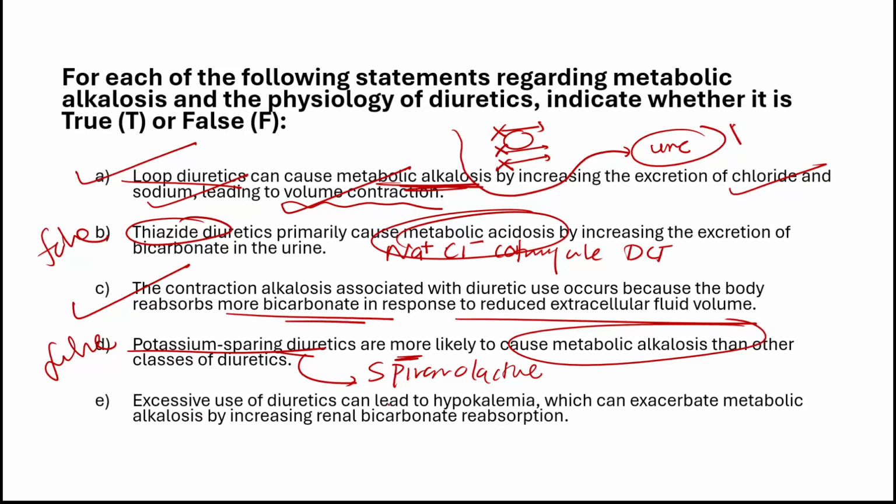Excessive use of diuretics can lead to hypokalemia. Yes, that's what I just said. Thiazides, loop diuretics, all can cause hypokalemia and even can exacerbate metabolic alkalosis. The metabolic alkalosis is exacerbated by the action of the RAS system, and therefore the bicarbonate retention. Right. So this is a true statement.